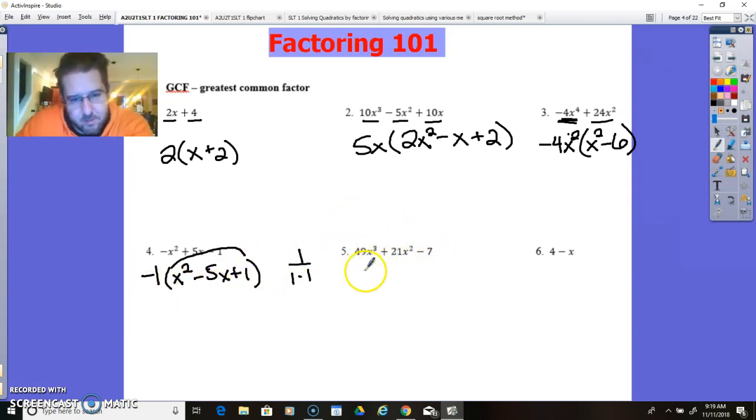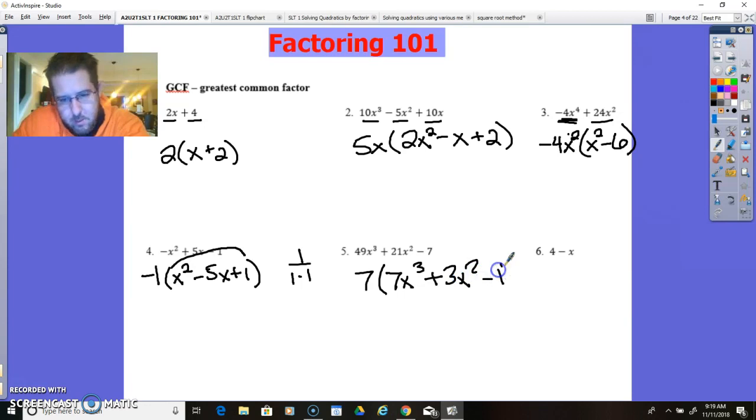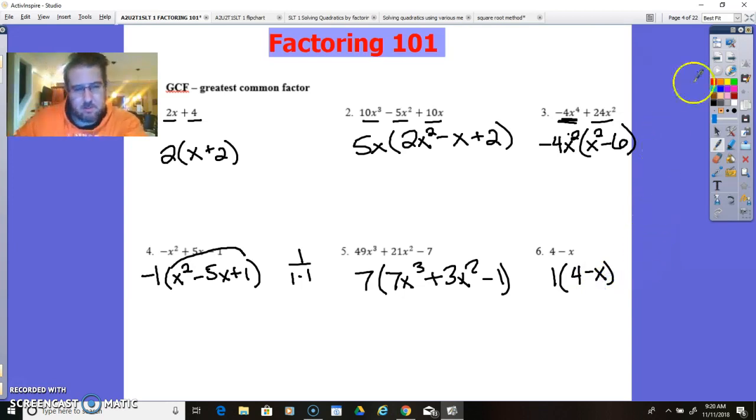All 3 of these can all be divided by 7. That gives me 7x cubed plus 3x squared minus 1. And both these terms can both be divided by 1 because really there is no GCF greater than 1.